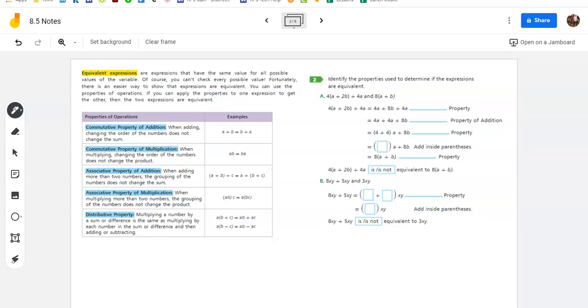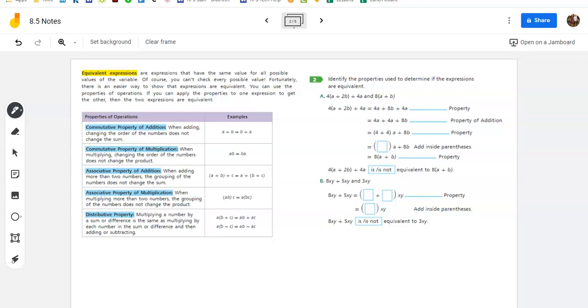Associative property of addition. When adding more than two numbers, the grouping of the numbers does not change the sum. Grouping just means your parentheses here if you look at the example. Associative property of multiplication. Just like the addition one, but with multiplication. However I group them does not change the answer. And the distributive property. Multiplying a number by a sum or difference is the same as multiplying by each number in the sum or difference, then adding or subtracting. I like to call the distributive property the friendship property, and I'll show you why in a second.